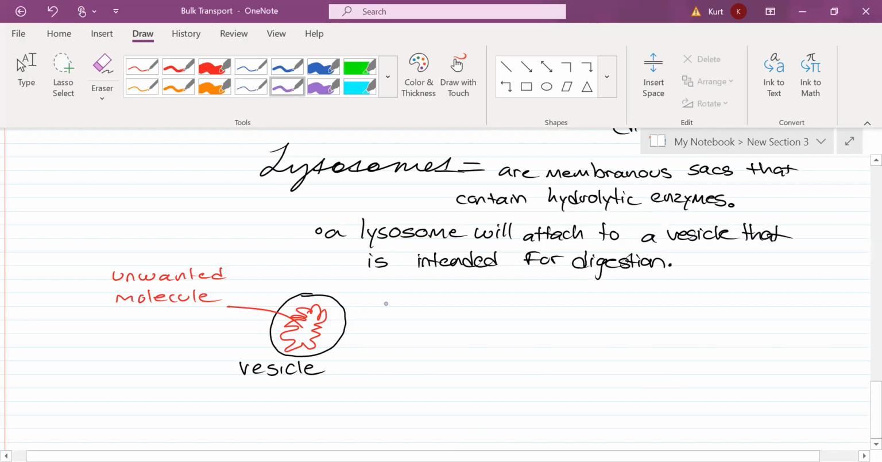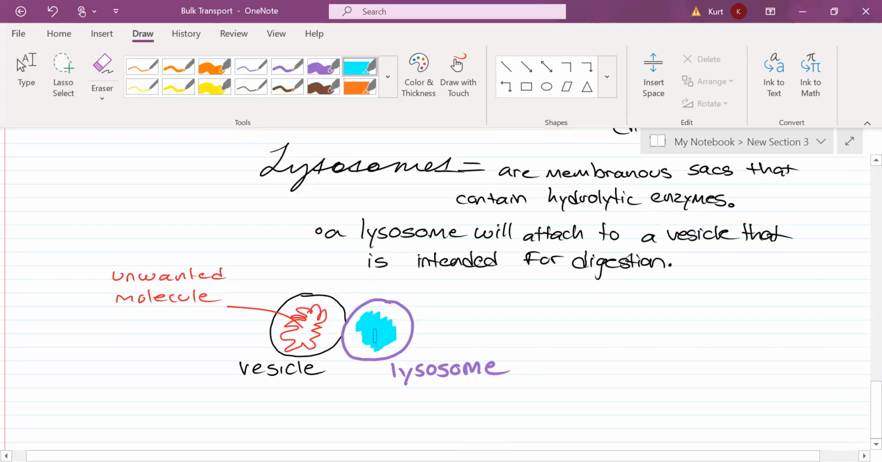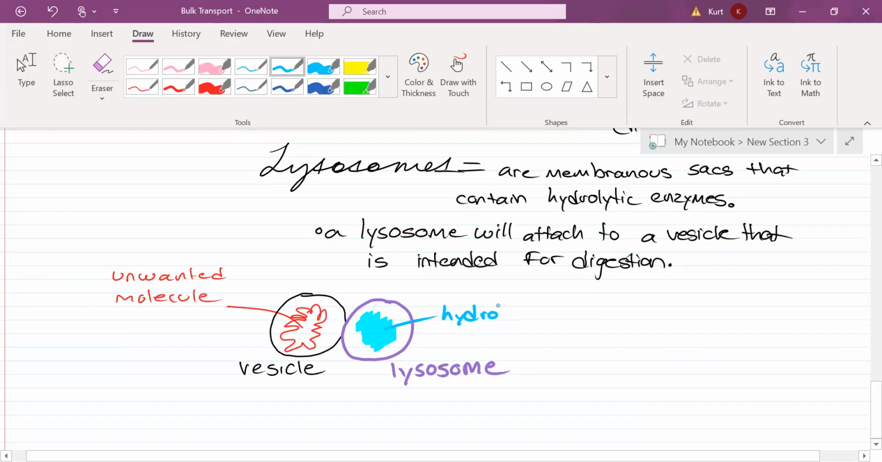So here comes a lysosome. Inside the lysosome are going to be some digestive juices. These digestive juices are going to be the hydrolytic enzymes. The vesicle is going to fuse with the lysosome, and these digestive juices are going to go into that vesicle and basically break down whatever it is that's inside.